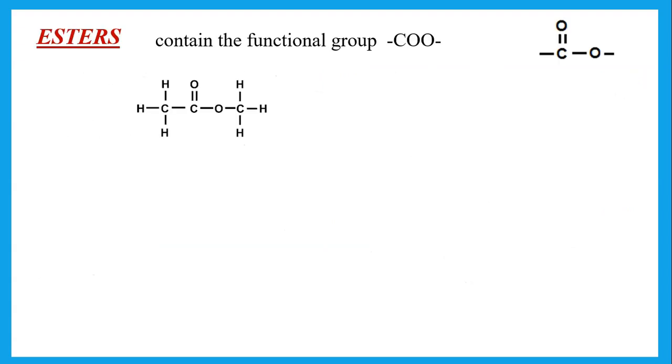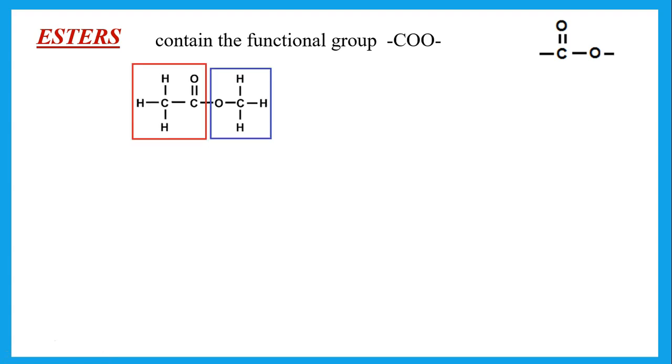So esters are the ones that contain this functional group, C double bond O, single bond O something. How are we going to name this ester? You should know the part that has C double bond O, that was the acid. The part that has the O, that was the alcohol. When we name it, we start with the name of the alcohol. So this is an alcohol that had 1 carbon, so methyl, and the acid had 2 carbons, so that is ethanoate.